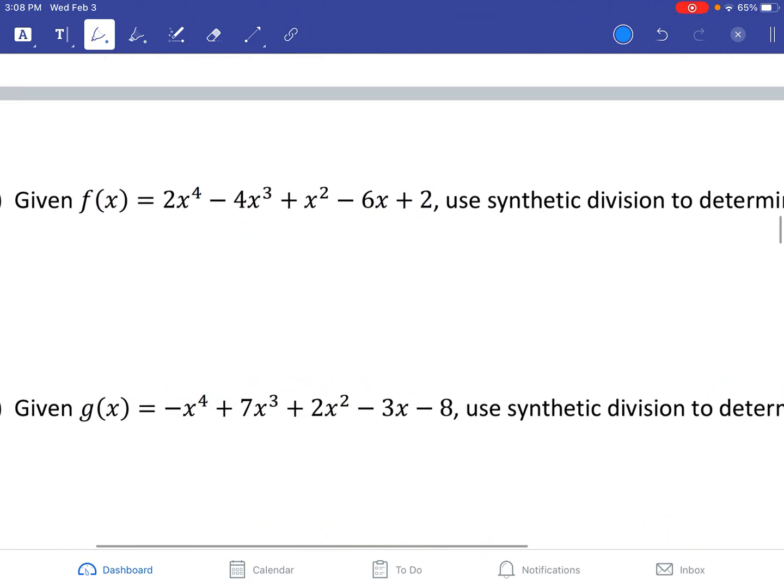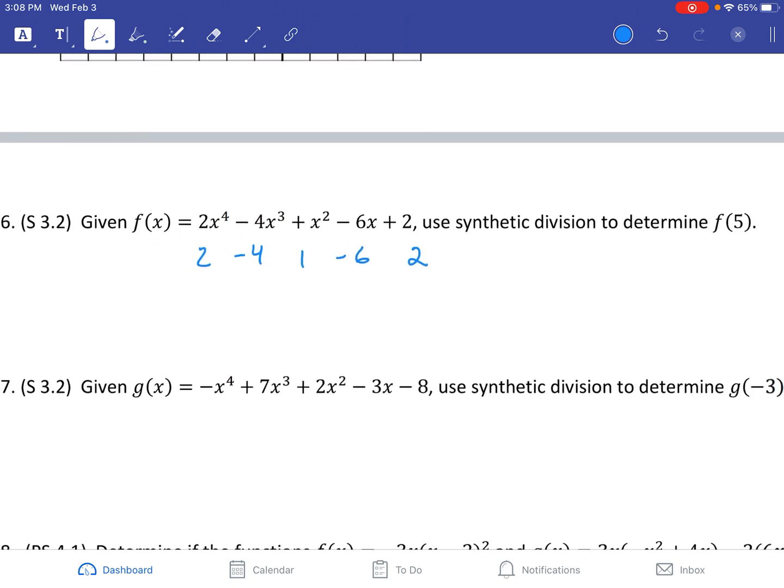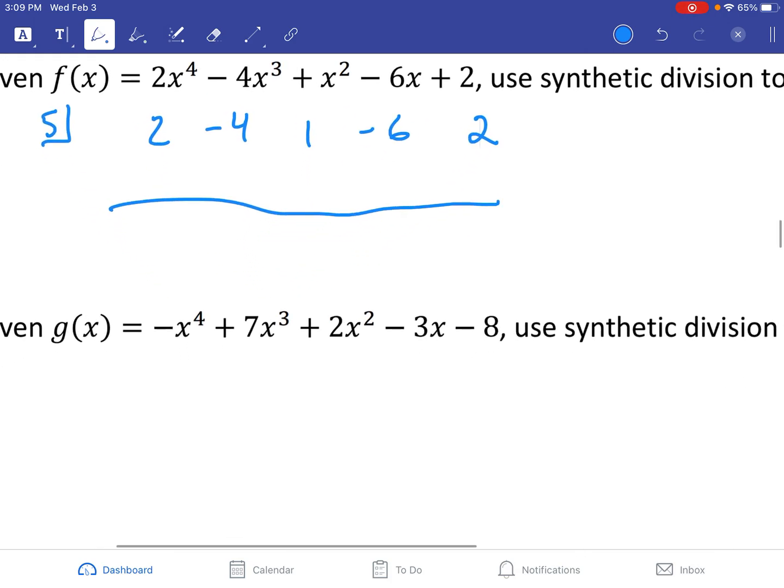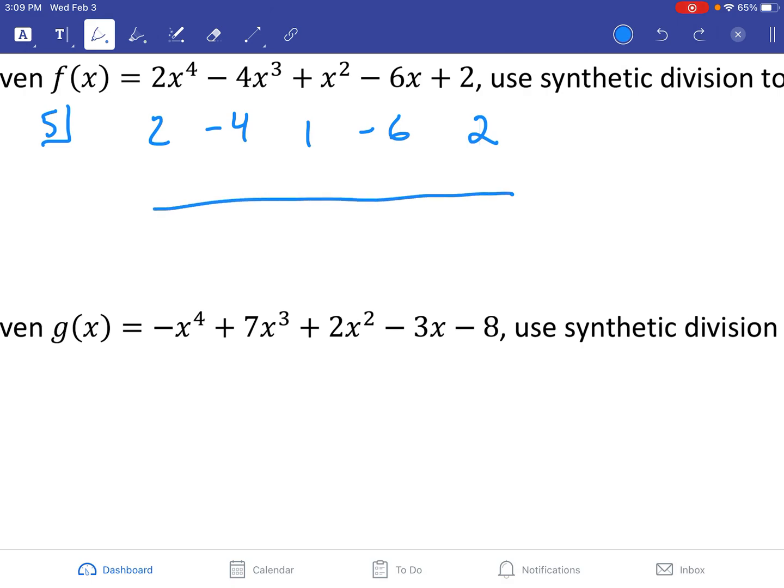So again, we're going to use synthetic division on this problem. It has all of its terms. We're going to just write them down. So we had 2, -4, 1, -6, and 2. Now we're going to find out what f of 5 is. So that 5 is going to be the term you have out in your little box. I really don't like that line because it's not straight. There we go. Drop the first number, you get 2 times 5 is 10, minus 4 is 6, times 5 is 30, plus 1 is 31.